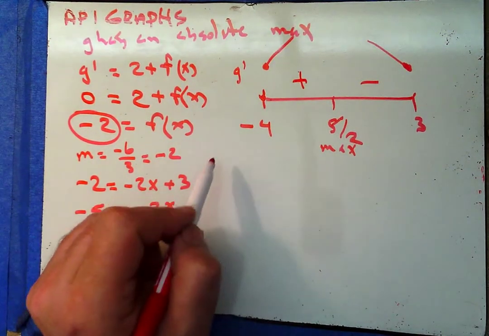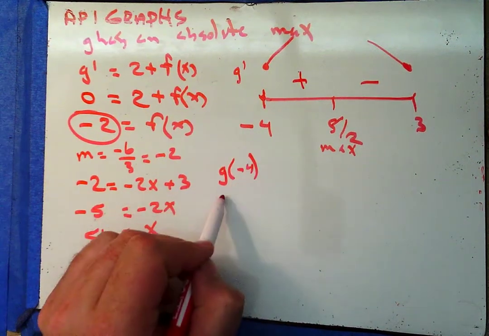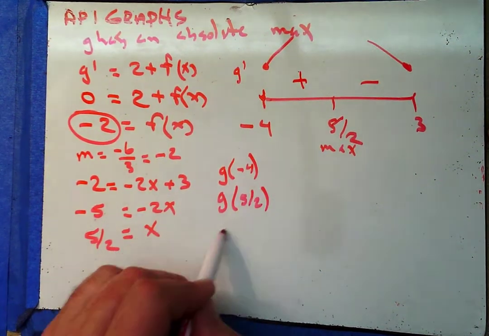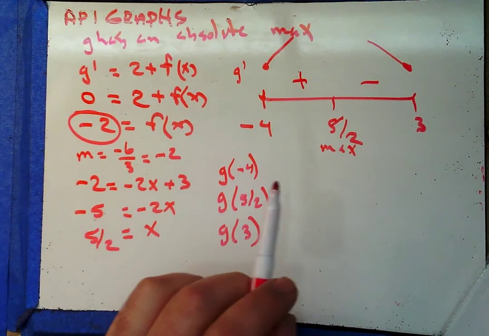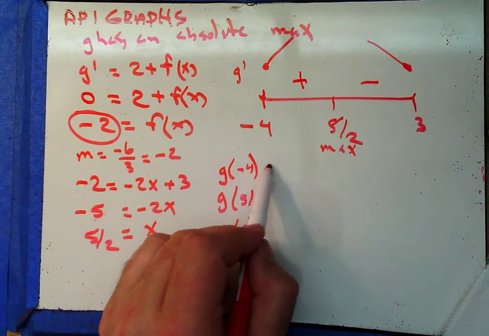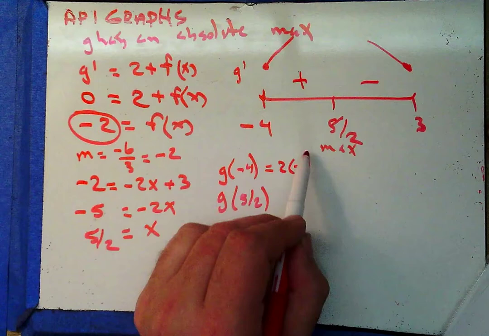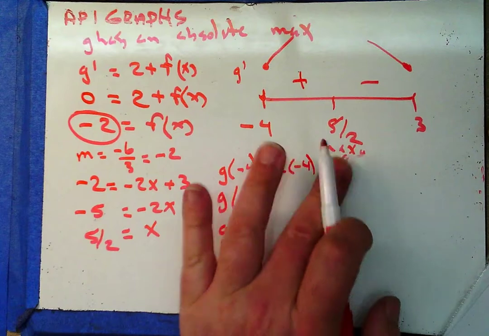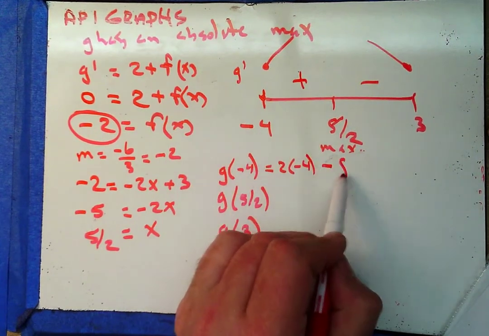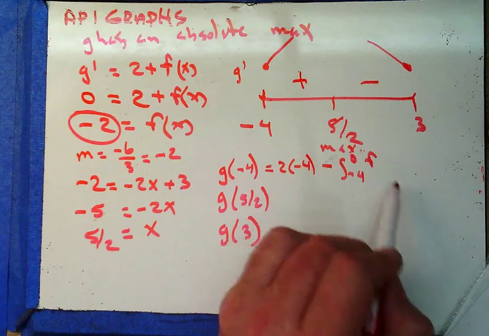With the candidates test, we would want to know g of negative 4, g of 5 halves, and g of 3. So do we know any of these values? No, I don't. I would have to plug these values into the original function, g, and see what I get. So this is 2 times negative 4 plus the integral from 0 to negative 4, which is minus the integral from negative 4 to 0 of f.